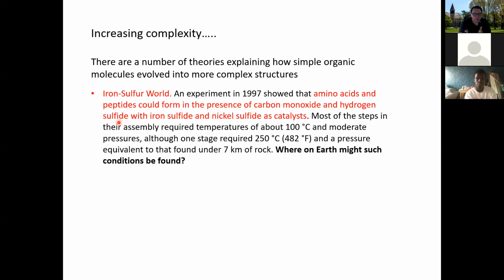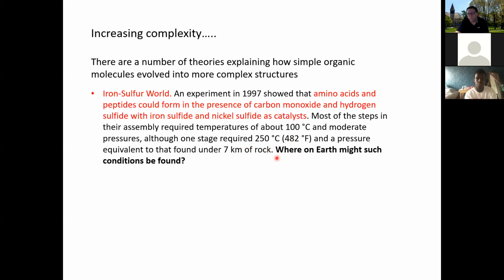Another theory is called the iron sulfur world, and basically the punchline of this is that amino acids and peptides could actually be formed in the presence of carbon monoxide, hydrogen sulfide, and with catalysts such as iron and nickel. And that basically by catalysts related to these things, you can actually, at very low temperatures and pressures, create the precursors of life.